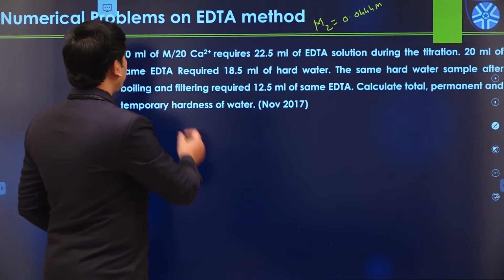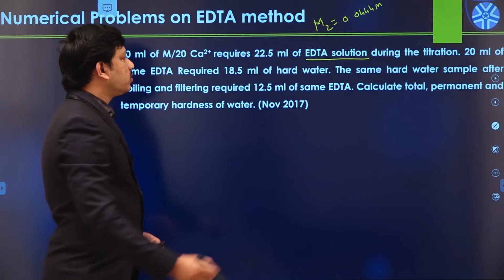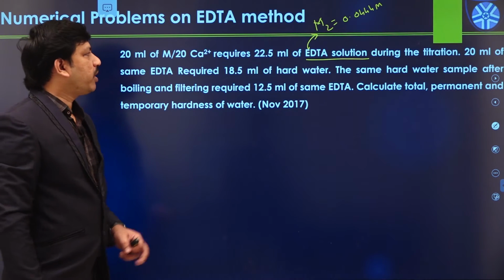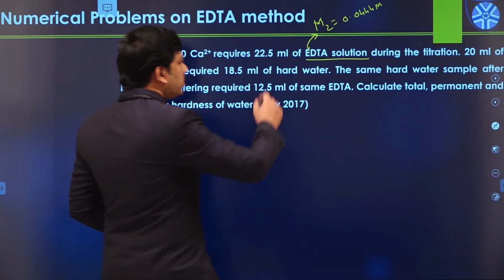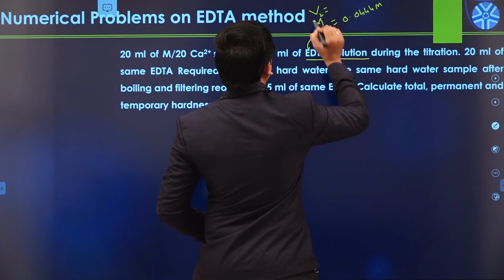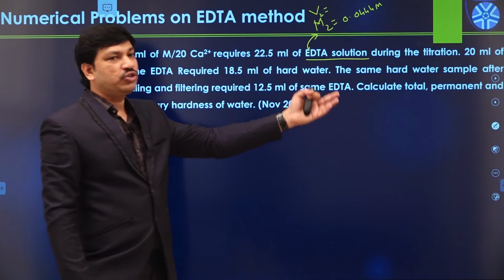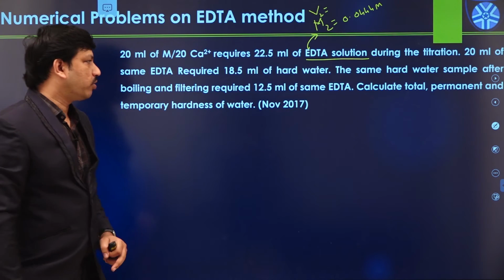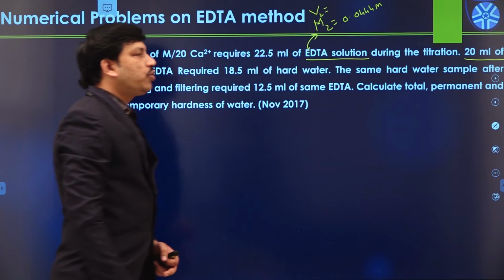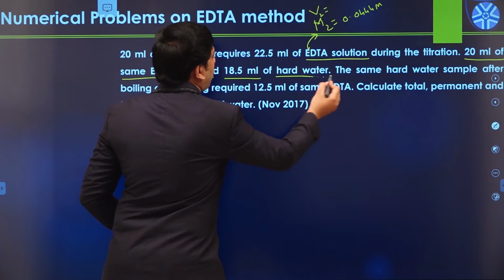From the first statement, we measured the concentration of EDTA solution, and we obtained the M2 value: M2 is equal to 0.0444 molar. In this entire problem, M2 and V2 always represent the EDTA solution only. For any other unknown solution, we give M3 V3 values or M4 V4 values like that. Now see the second statement: 20 ml of the same EDTA required 18.5 ml of hard water.